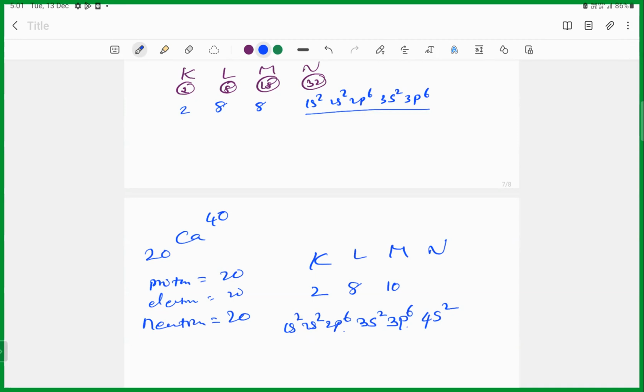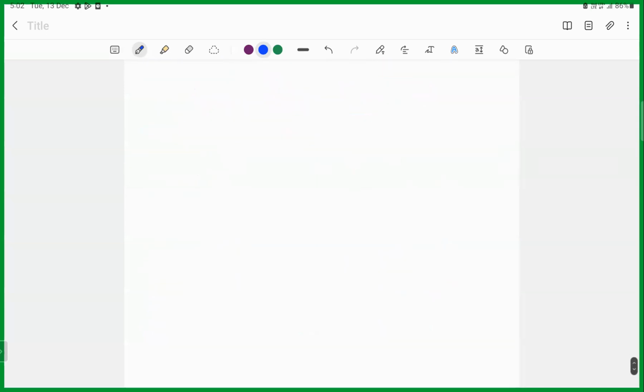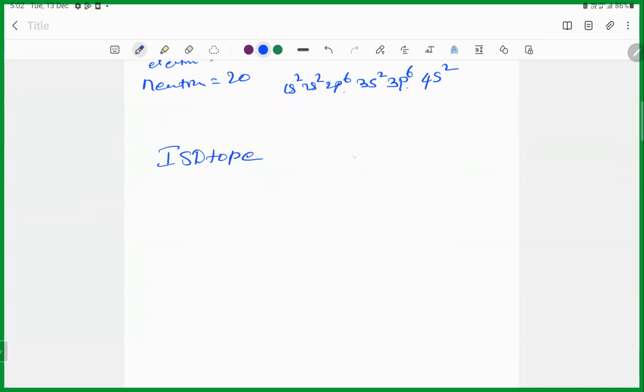So you calculate the superscript. If you are adding everything, it will give the atomic number. So next class, we have to solve the problems in this unit. Only one thing I want to tell you is isotope, isobar. What is the difference between isotope and isobar?